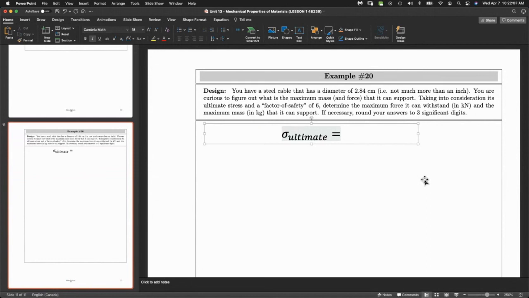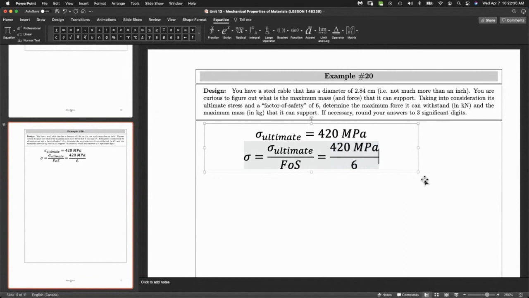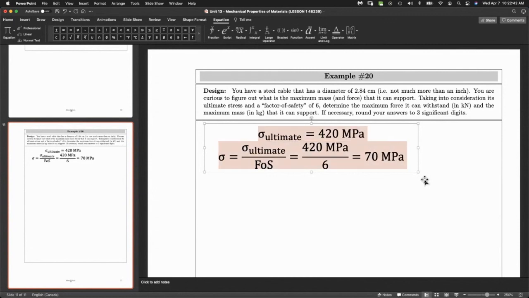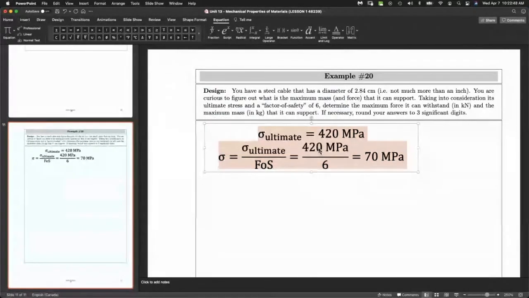So we have the ultimate stress, which is 420 megapascals. And then we have our design stress, which is the stress we want to use. And that'll be the ultimate divided by a factor of safety, which in this case is 6. So what is our design stress? In this case, it's 420 divided by 6, which is 70 megapascals. So that's a nice little mental math question.